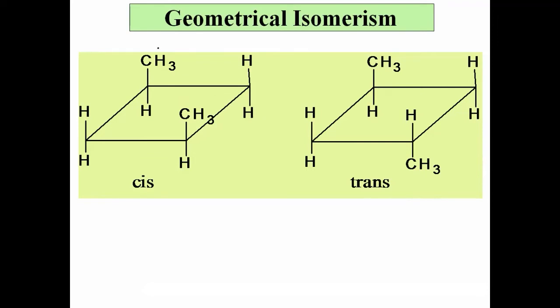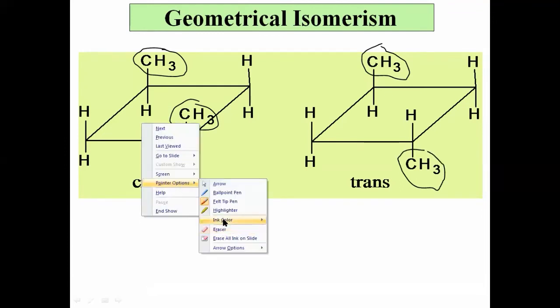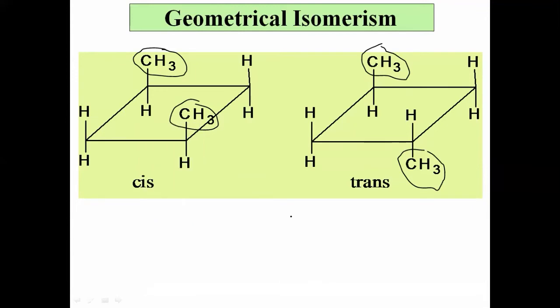Okay, now what is the difference between the two? In the first case, the methyl groups are present on the same side of the ring. The 2 methyl groups are present on the same side of the cycle. While in the second case, the 2 methyl groups are present on the opposite side of the cycle. And such isomers are called geometrical isomers. Geometrical isomerism is also observed in compounds which contain a cycle.